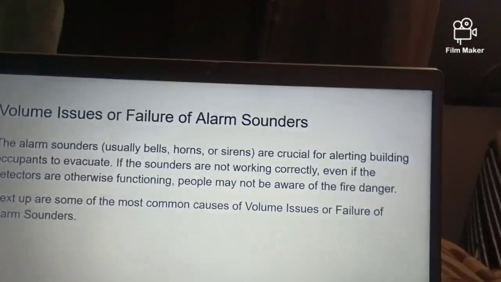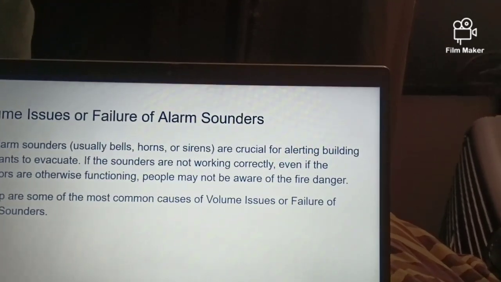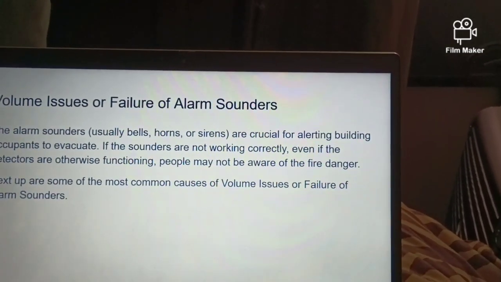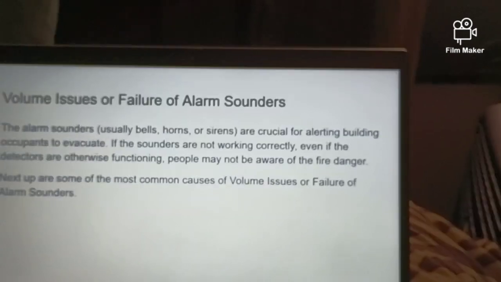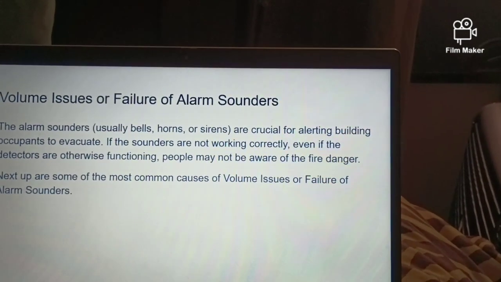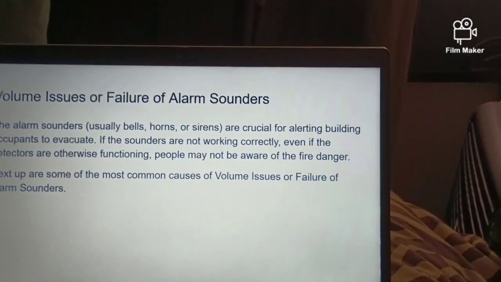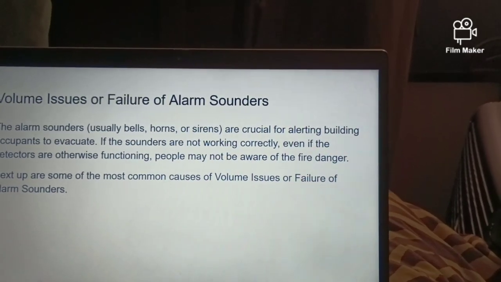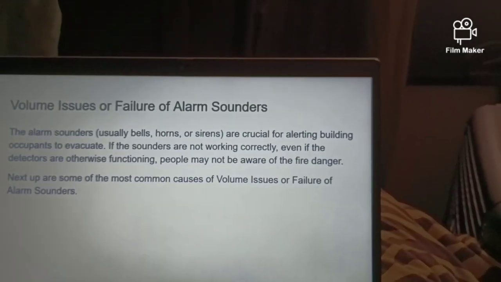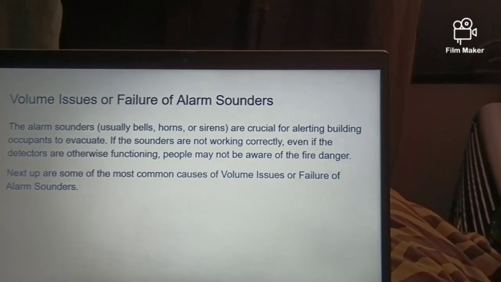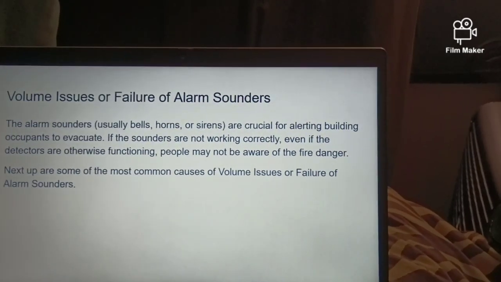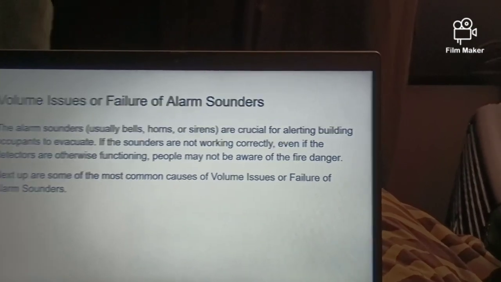The alarm sounders, usually bells, horns, or sirens, are crucial for alerting building occupants to evacuate. If the sounders are not working properly, even if the detectors are otherwise functioning, people may not be aware of the fire danger. Next up are some of the most common causes of volume issues or failure of alarm sounders.